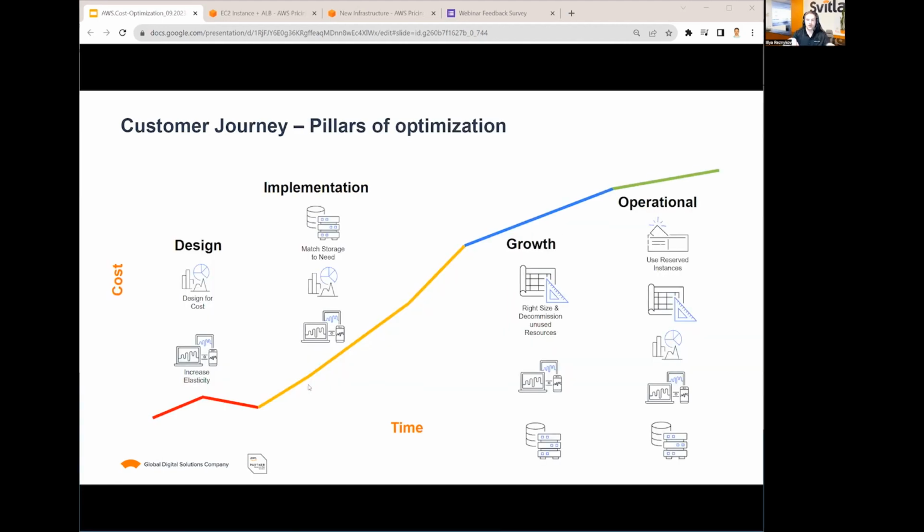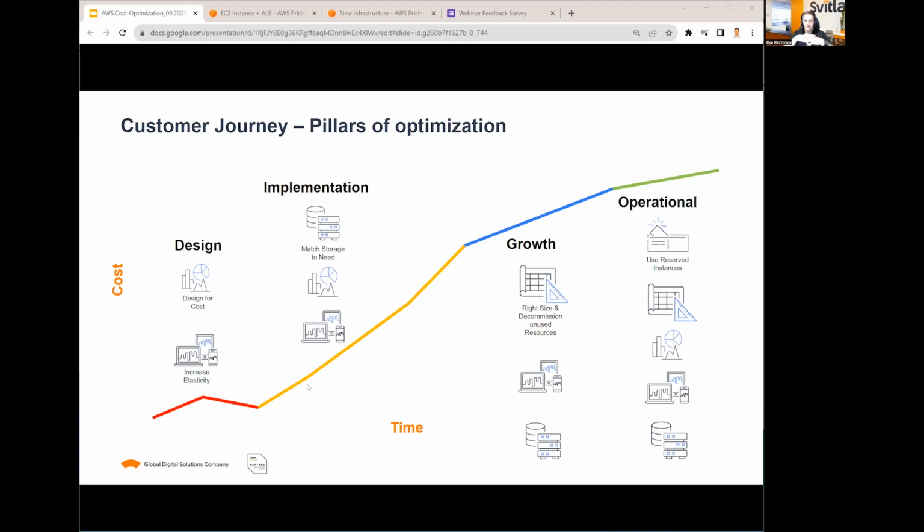Let me provide which pillars of optimization which we considered previously could be used on each particular stage. So at design stage, we definitely need to design keeping cost in mind. And I'd like to say that we could use elasticity in order to tune or create our infrastructure to our needs.